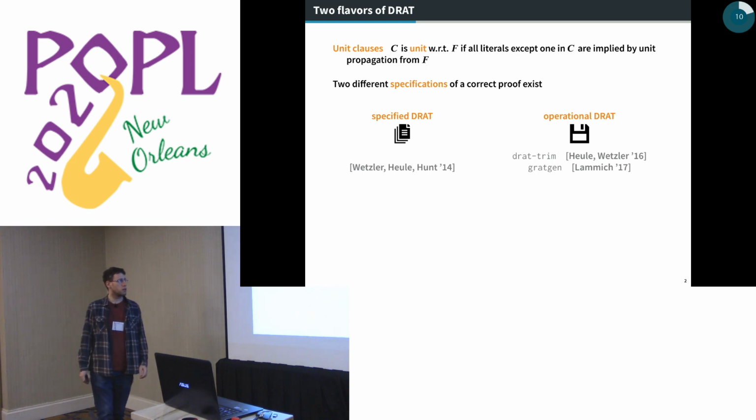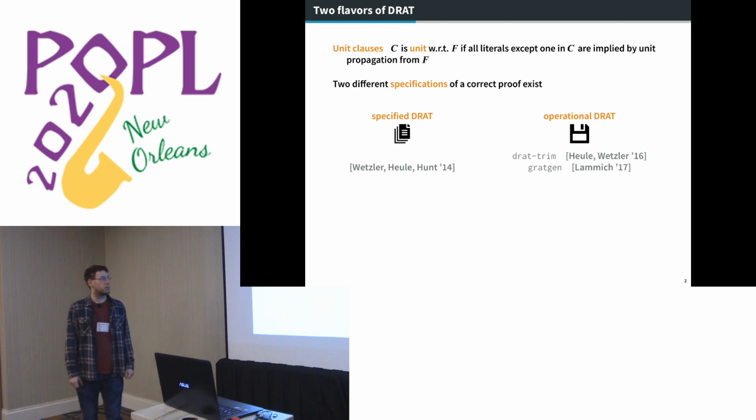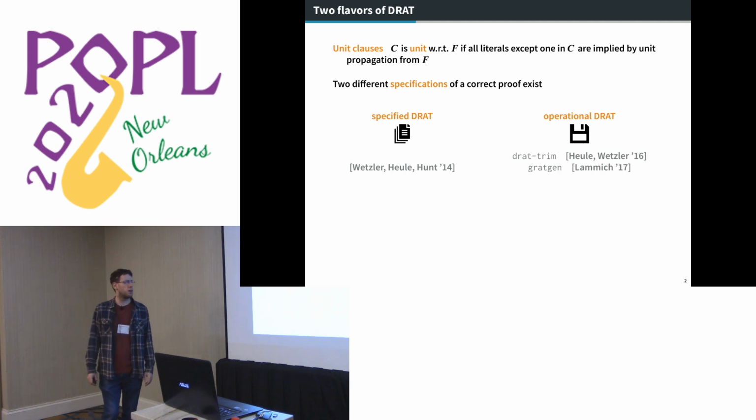So on the one hand, we have what I call specified DRAT. This was the original specification that was published in a paper in 2014 by Heule and others. And on the other hand, there's operational DRAT, which is the name I give to whatever it is that state-of-the-art DRAT checkers are actually checking. So there are two mainly used DRAT checkers. One is DRAT-trim by Marijn Heule and Nathan Wetzler, and the other one is GRAT by Peter Lammich.